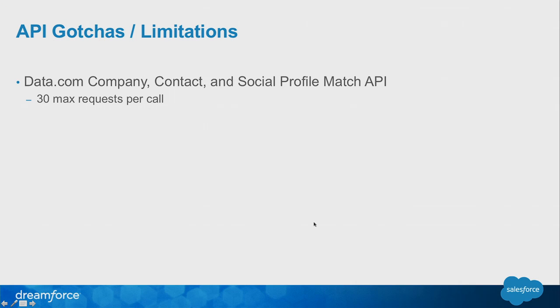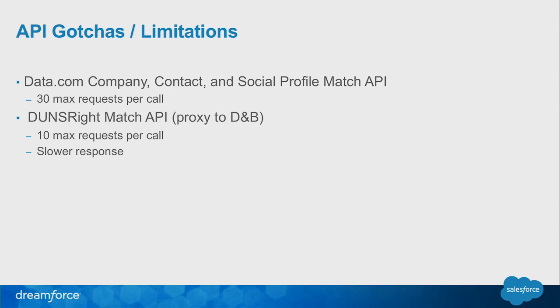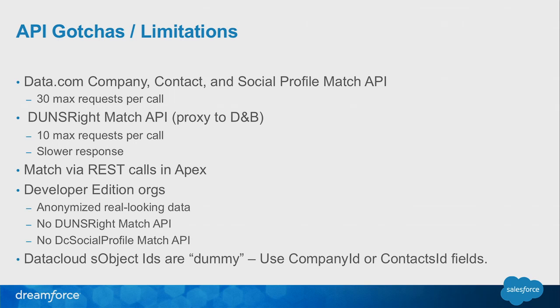So some of the gotchas and limitations before we close. You can match up to 30 records in one batch request when you're using the Data.com matching, including the company and the contact. For DUNS Right match, we only support up to 10 records in one batch. Again, match calls are REST calls. And we do have these APIs available in the Developer Edition, but there's some gotchas here. Developer Editions do not contain a complete data set, so you may not get a good match on your records. DUNS Right Match API is not available for developer editions, as well as your social profile match API.